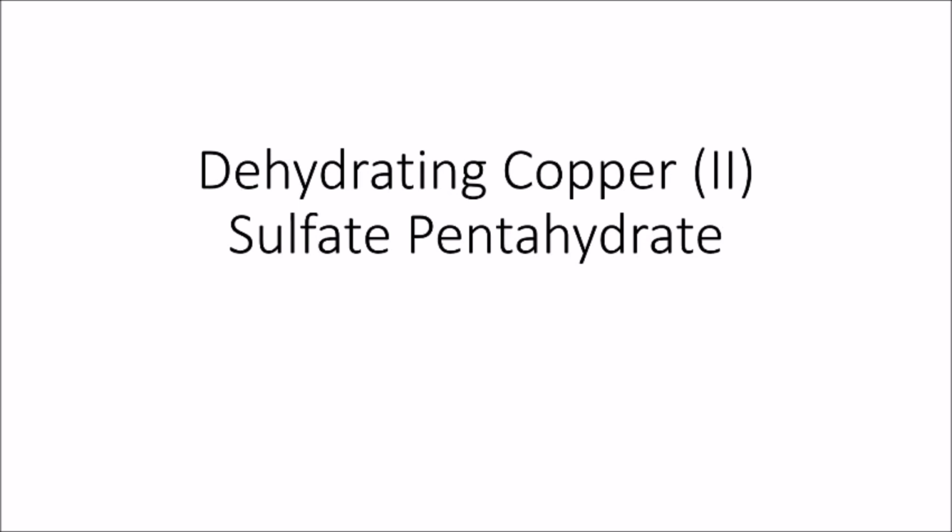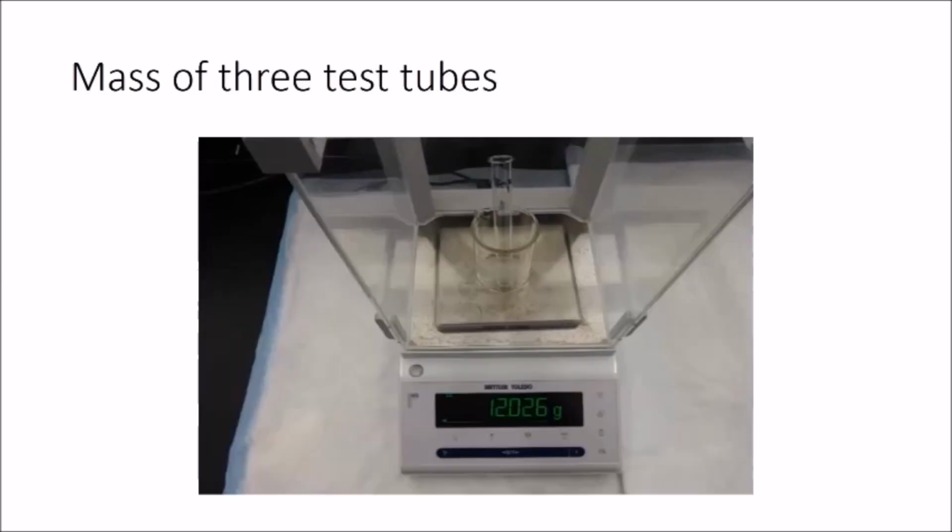In the first part of this experiment, you're going to dehydrate copper 2 sulfate pentahydrate. Before you can do that, you're going to need to get the mass of 3 clean and dry test tubes. You're also going to need to label the test tubes so that you know which is which. It's absolutely essential that these test tubes are clean and dry before you record their mass. You will use the mass of the empty test tube repeatedly when you do your calculations. So if this mass is not accurate, it can cause major problems in your final results.